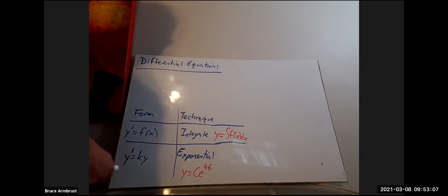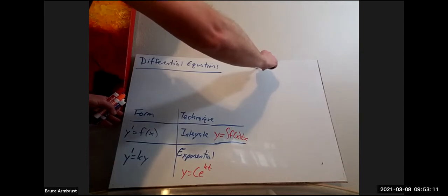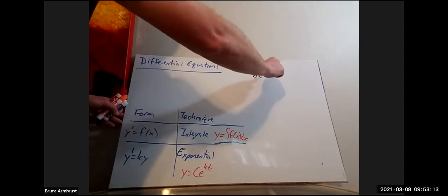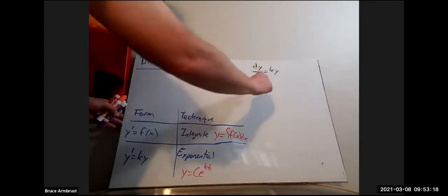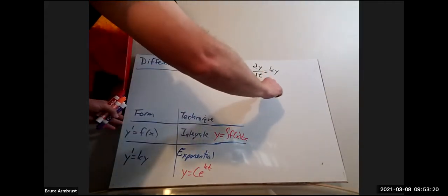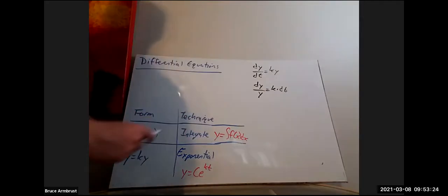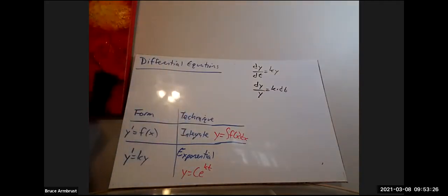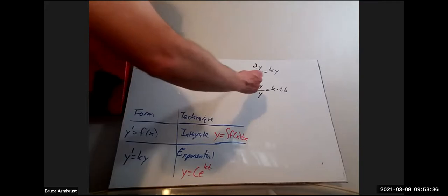But take that y prime, and we could have written that as dy/dt. And if you do a little bit of algebra, you get dy over y equals k times dt. And then once we're here, this is where we integrated both sides.